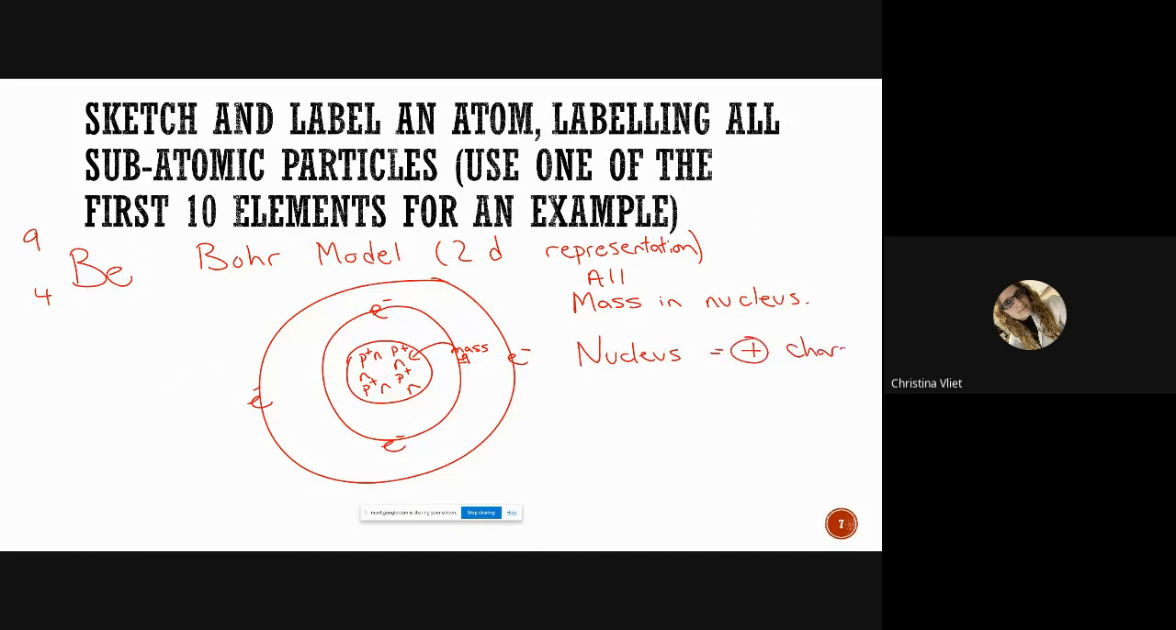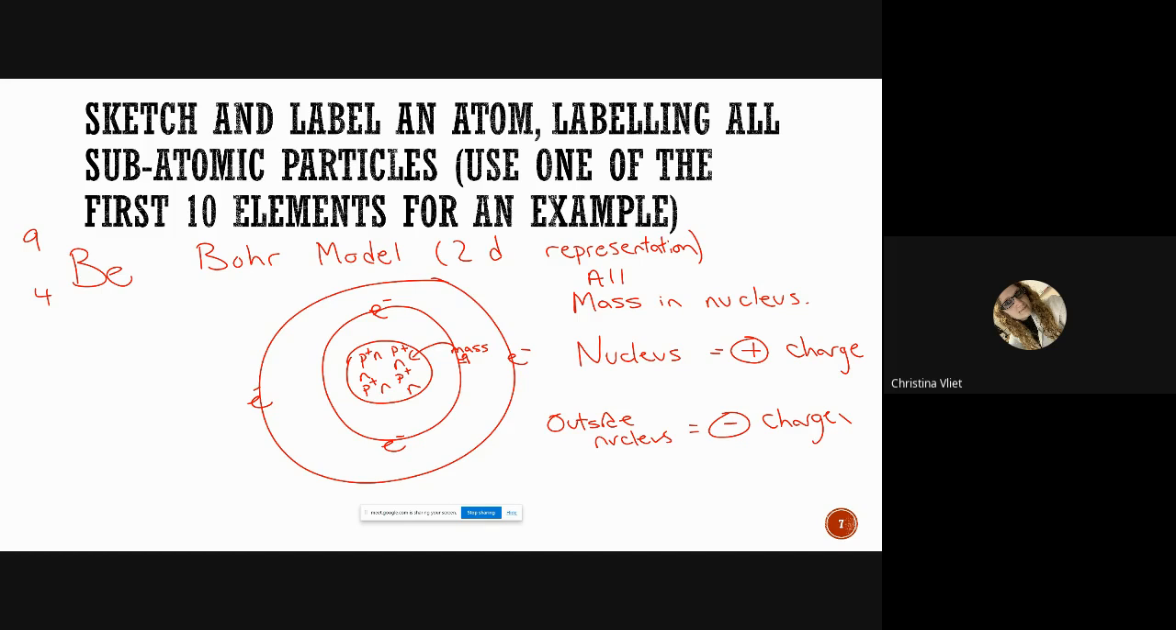So where's the negative charge in the atom? Outside the nucleus. And that's all we need to know at this point. All of the negative charge is outside the nucleus. And if it's an atom, the amount of positives will equal the amount of negatives in total. So 4 protons, 4 electrons.